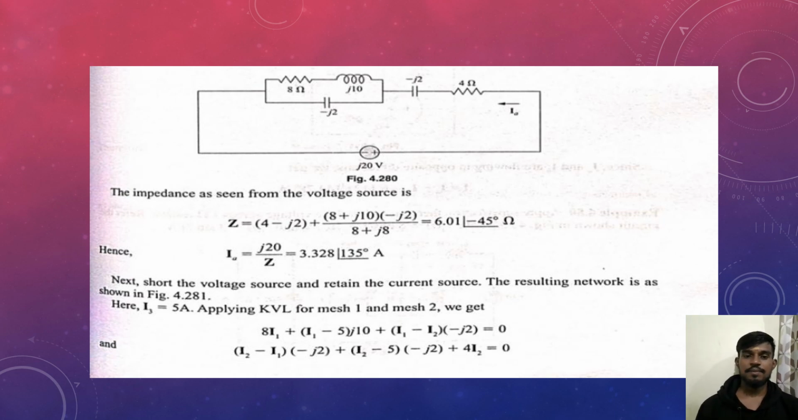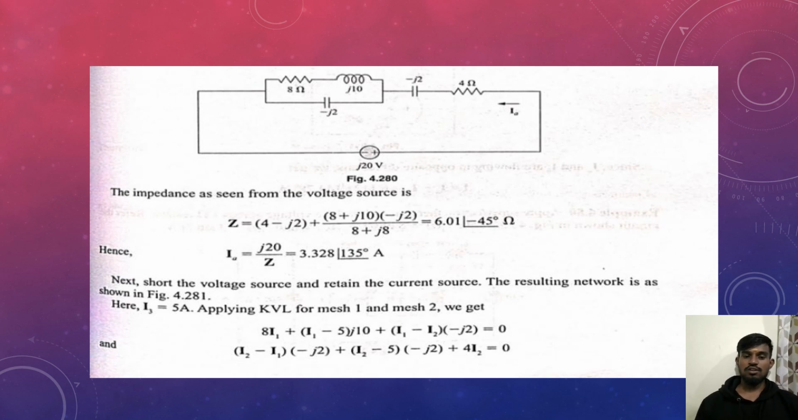The impedance as seen from the voltage source, Z is equal to 4 minus J2 plus 8 plus J10 minus J2 by 8 plus J8, which by calculation we get 6.02 angle minus 45 degree ohms. Hence IA is equal to J20 by Z, that is equal to 3.28 angle 138 degree amperes.